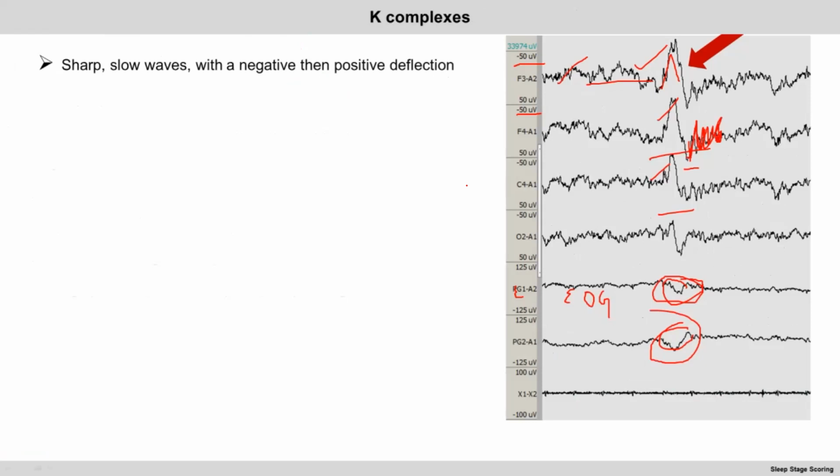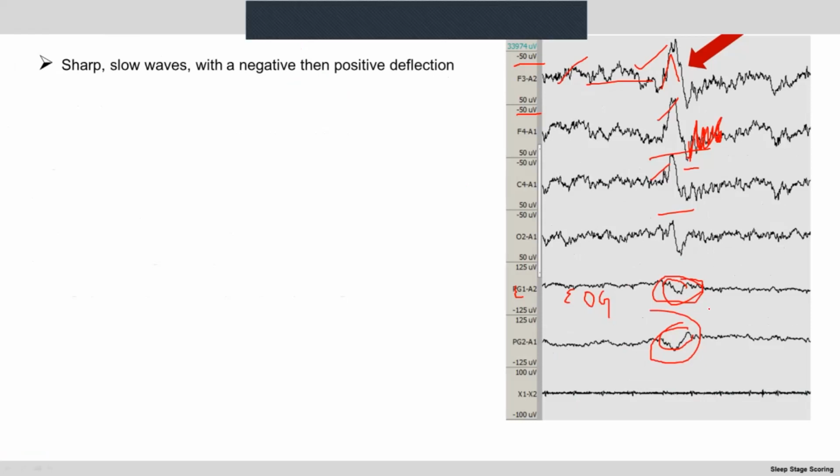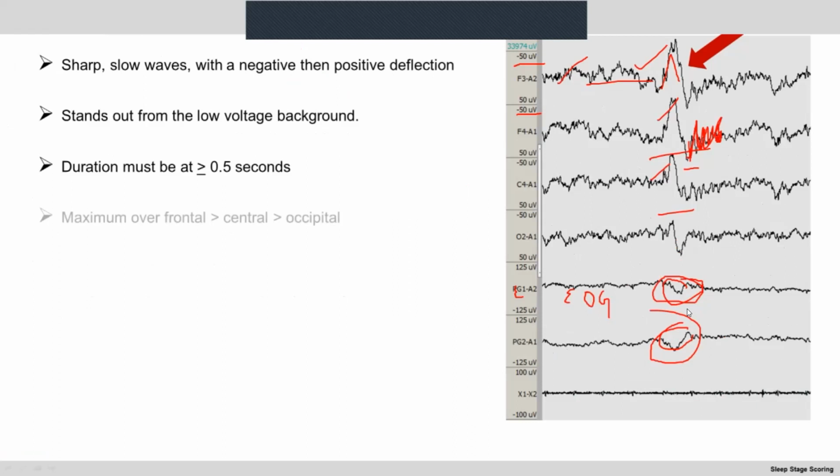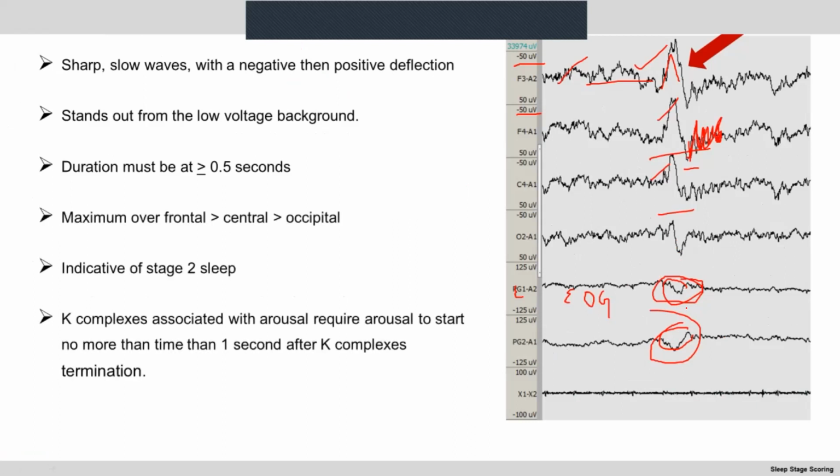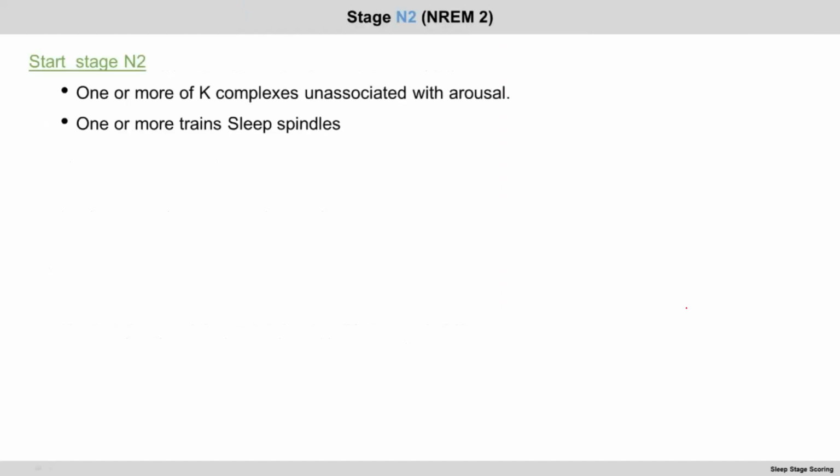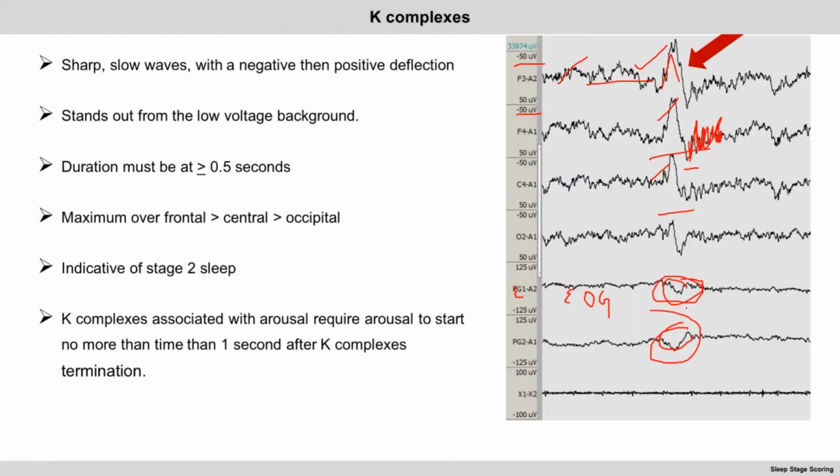Higher amplitude in EOG, I already showed that. This is EOG, EEG artifact or K complex artifact in EOG. K complex associated with arousal is there, then the arousal should come within 1 second. So this is K complex and I explained it.